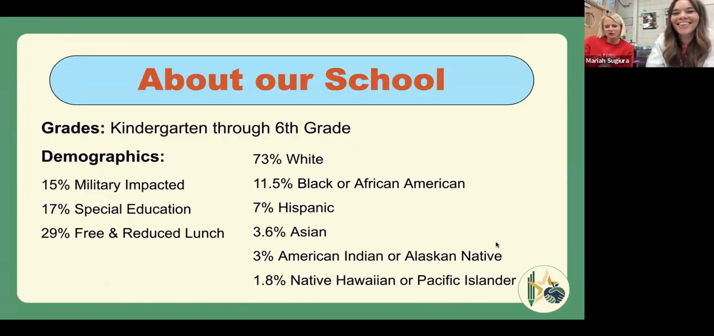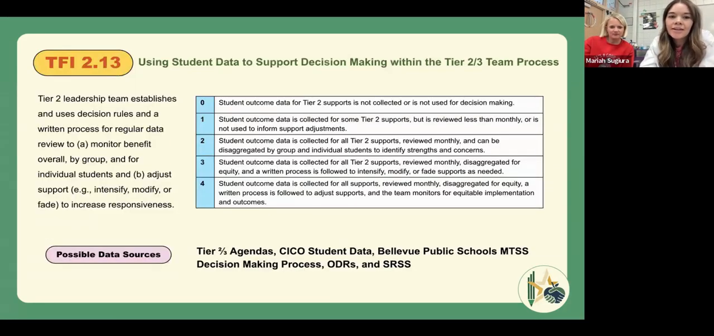Okay, so a little bit about our school. Our school is kindergarten through sixth grade, and you can see our demographics. We have 330 students. Our school is located close to Offutt Air Force Base, and our class size is about 20 students per class. Other elementaries in our area are more heavily impacted by military, but still sharing that 15%.